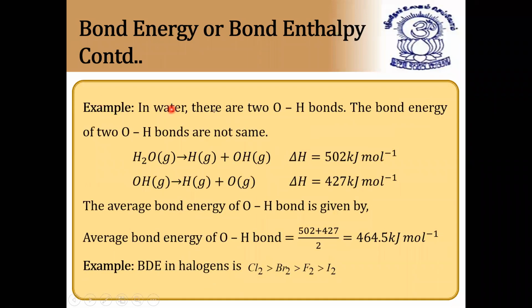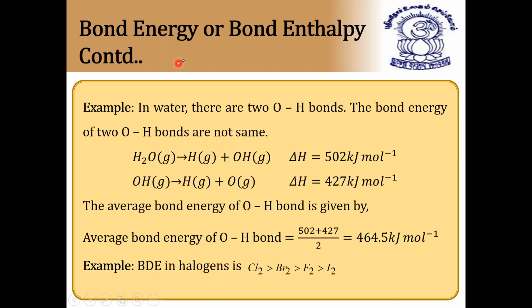Next, a very important point: in water, there are two OH bonds, and these two OH bonds are not similar. As we know, the structure of water is represented by two OH bonds, and the OH bond energies are not similar. One OH bond energy is observed to be 502 kilojoules per mole, and the other OH bond energy is 427 kilojoules per mole. So the average OH bond energy is given by adding these two and dividing by two, which gives 464.5.